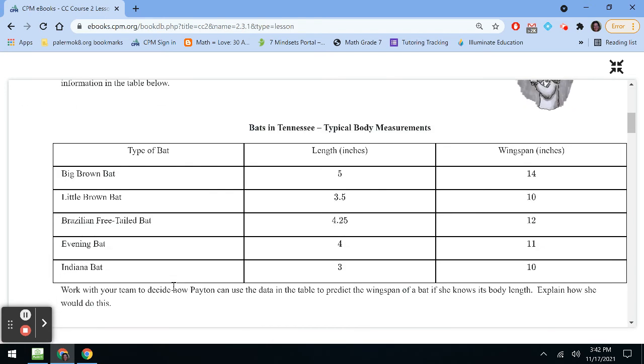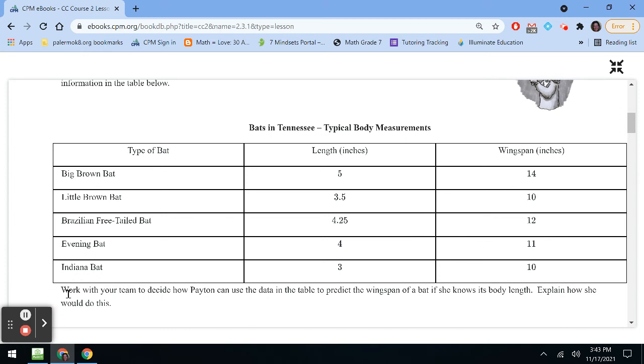So right here we have the table, bats in Tennessee, typical body measurements. So she has those 5 types of bats and each of their body length in inches and also the wingspan right here. So for instance, for the big brown bat, its body length is 5 inches, and its wingspan is 14 inches.